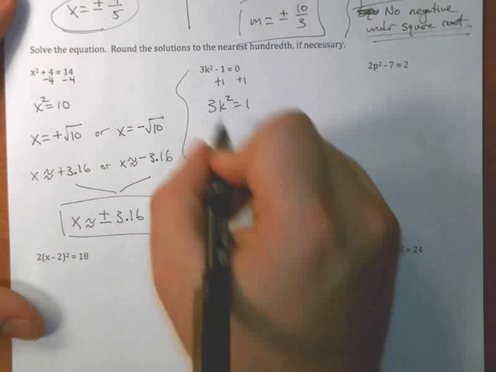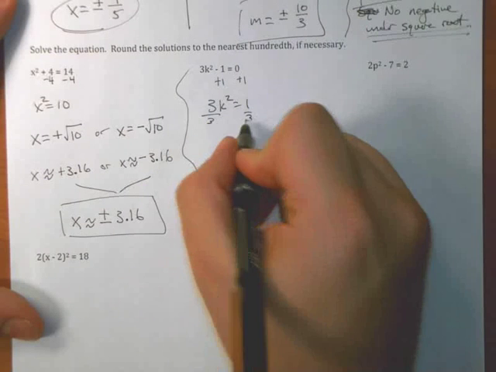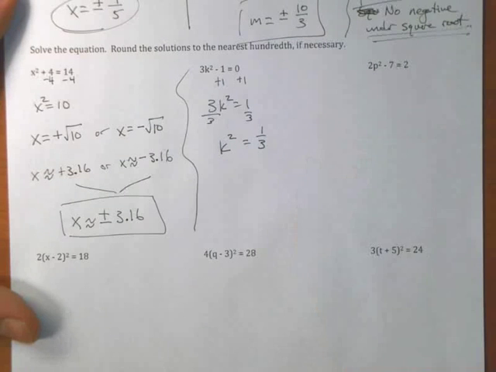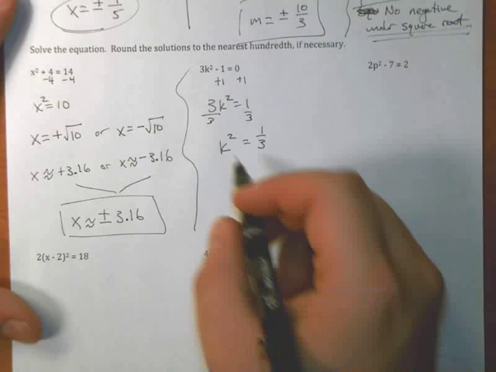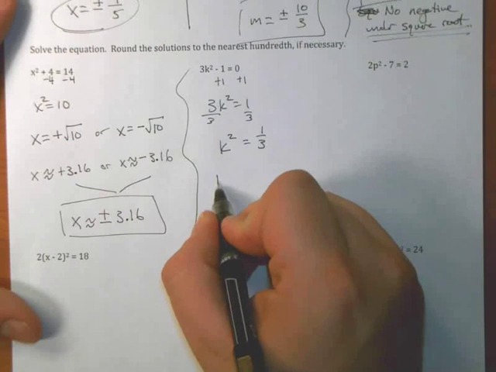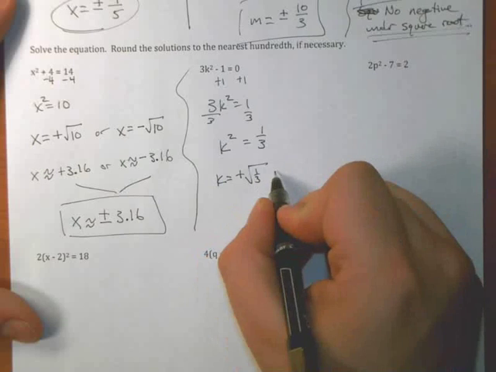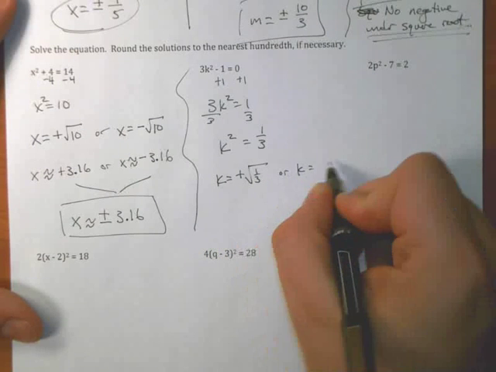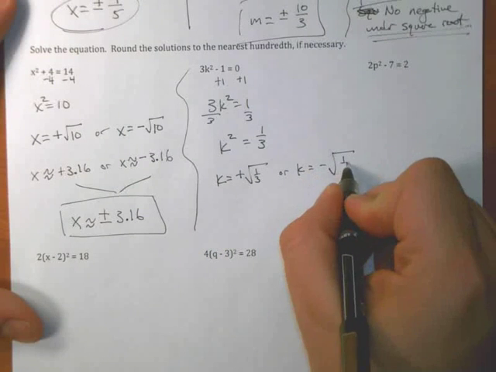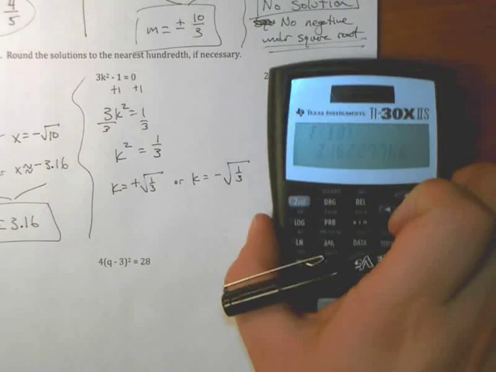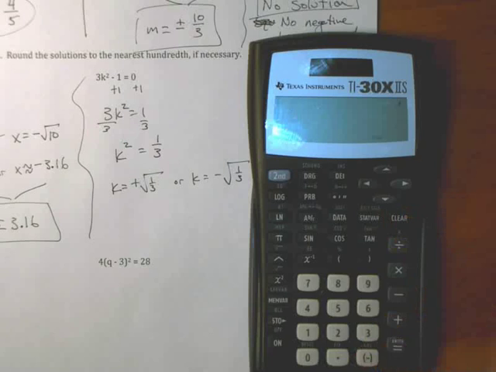Same game. Let's add 1. 3k squared equals 1. Divide by 3. K squared is equal to 1/3. So I'll use a square root, and I'll get k is equal to positive square root of 1/3, or k is equal to minus square root of 1/3.